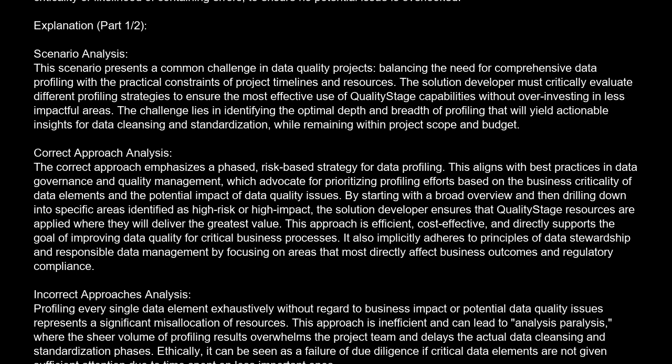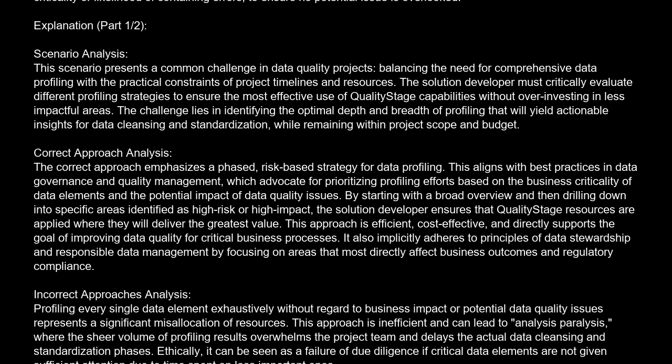Explanation. Scenario analysis. This scenario presents a common challenge in data quality projects, balancing the need for comprehensive data profiling with the practical constraints of project timelines and resources. The solution developer must critically evaluate different profiling strategies to ensure the most effective use of QualityStage capabilities without overinvesting in less impactful areas. The challenge lies in identifying the optimal depth and breadth of profiling that will yield actionable insights for data cleansing and standardization, while remaining within project scope and budget.